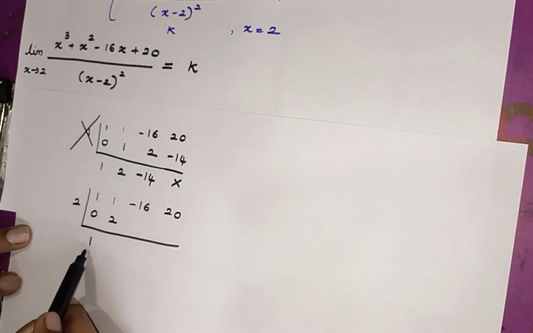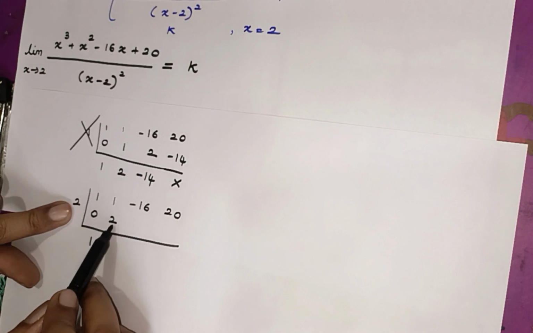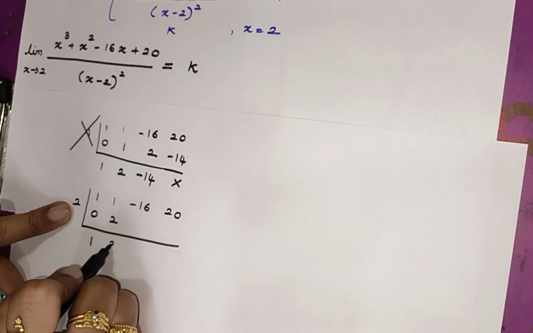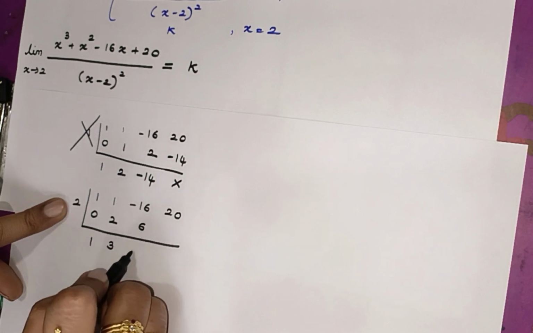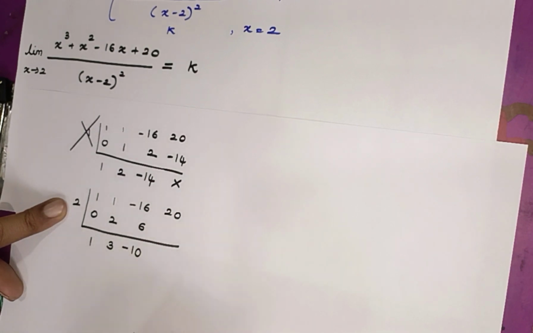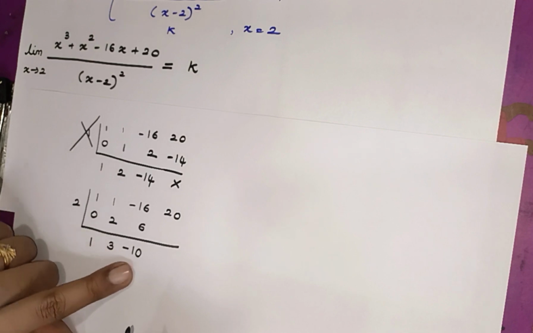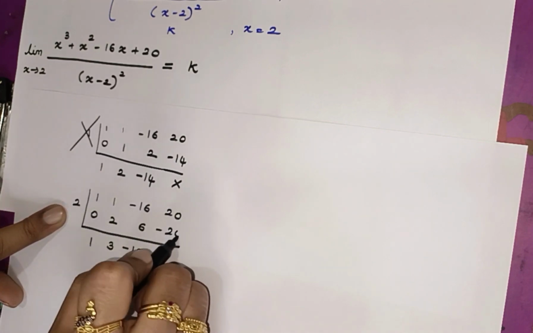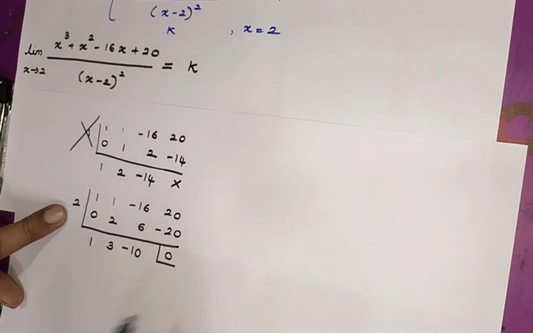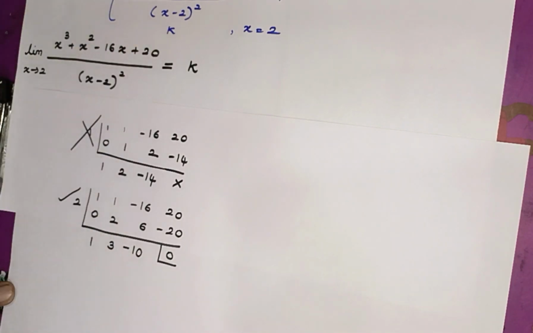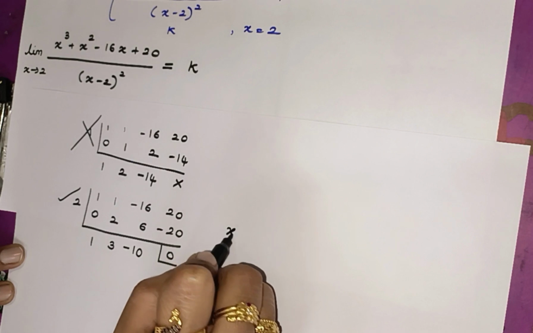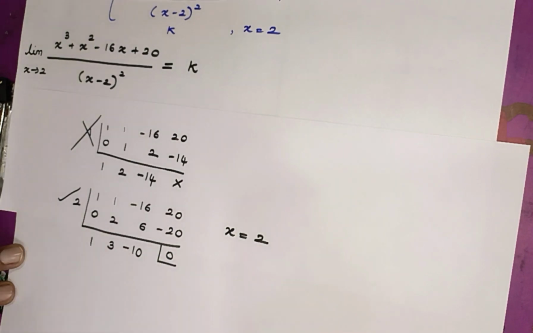So 1 plus 0 is 1. 1 into 2 is 2. 2 plus 1, 3. 3 twos are 6. Opposite signs means we have to subtract and use the greater number's sign, that is minus. Minus 10 into 2 is minus 20. So we are getting the result 0. So this is one of the roots of this cubic equation. So x equal to 2 is one of the roots.